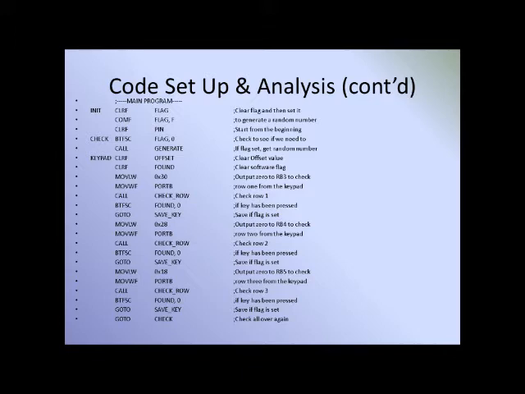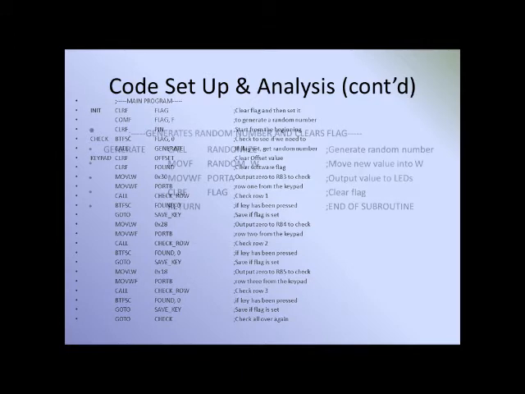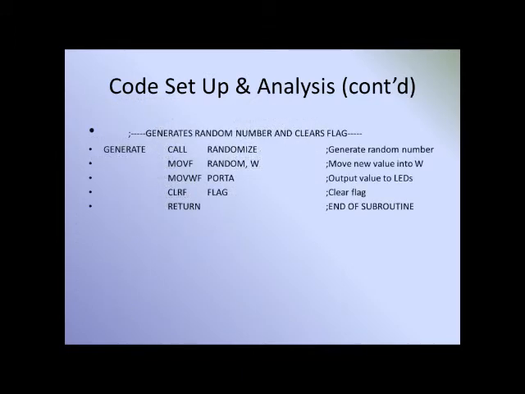After this subroutine was called, the found flag was bit tested to check whether or not the key was pressed. If 1 was pressed, the program went to the save key subroutine and then began again at the start of the main loop. If no key was pressed during any of these row checks, the program began the main loop all over again. The generate subroutine is called whenever the first software flag called flag is set.